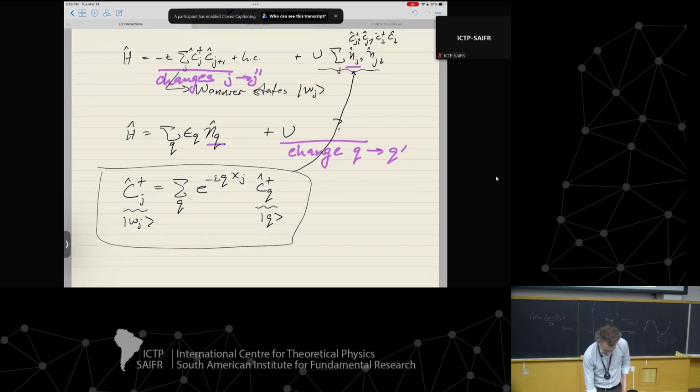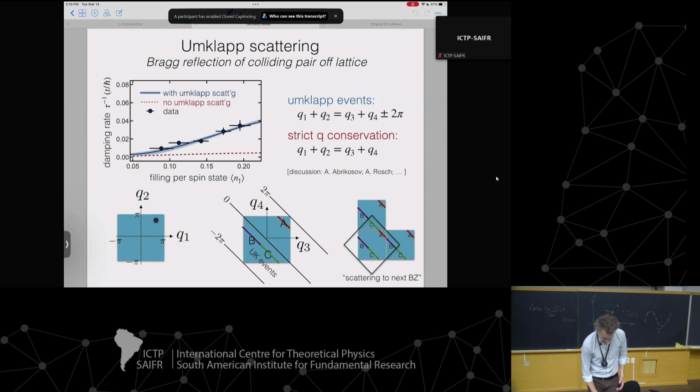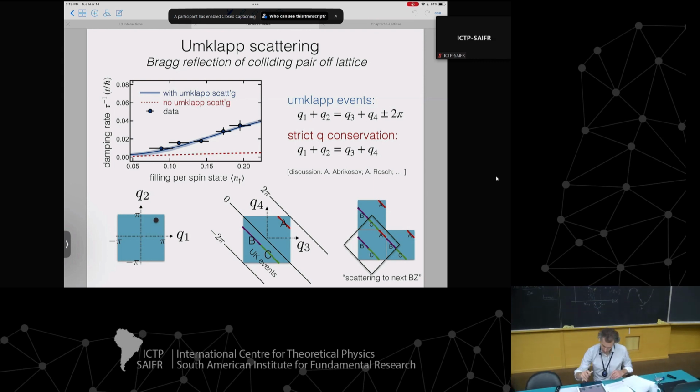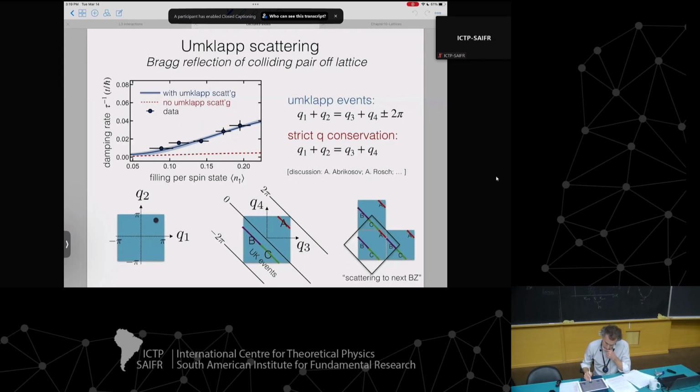So I think the last thing I want to say is, how strange is it that collisions not only don't conserve quasi-momentum exactly, but also can damp current? To talk about that, let me bring you back to what we talked about last time.